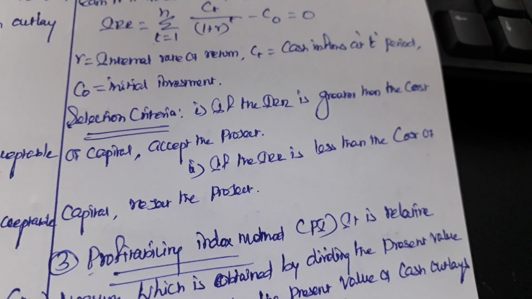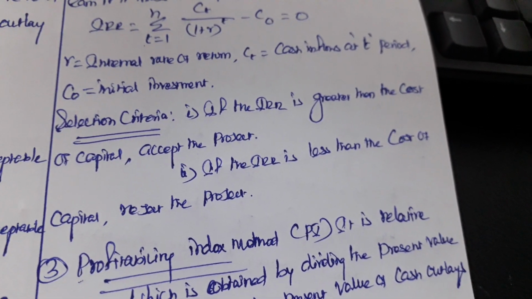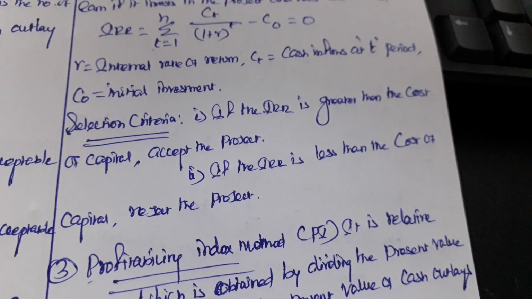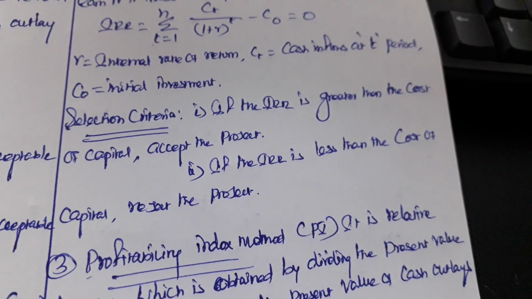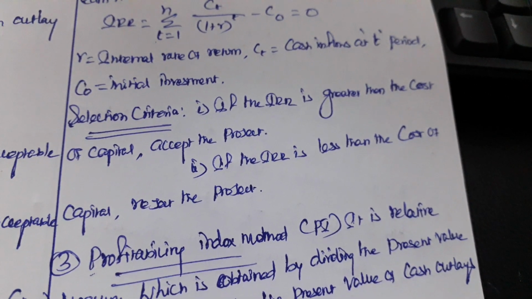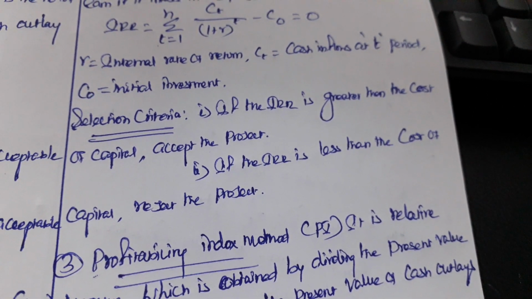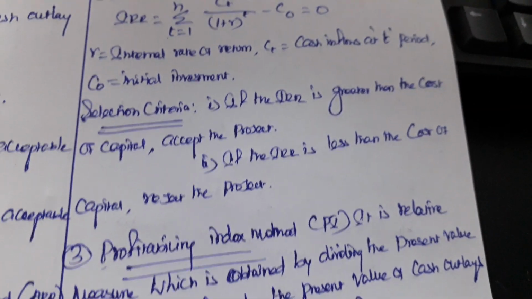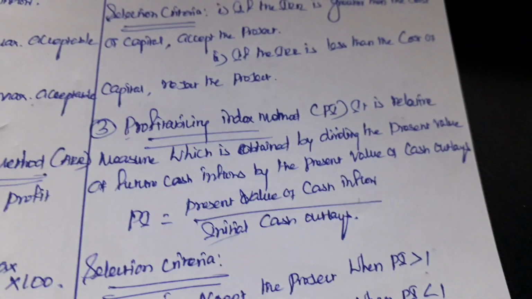It has also selection criteria. If the IRR is greater than the cost of capital, accept the project. If the IRR is less than the cost of capital, reject the project. The selection criteria is based on the cost of capital here.